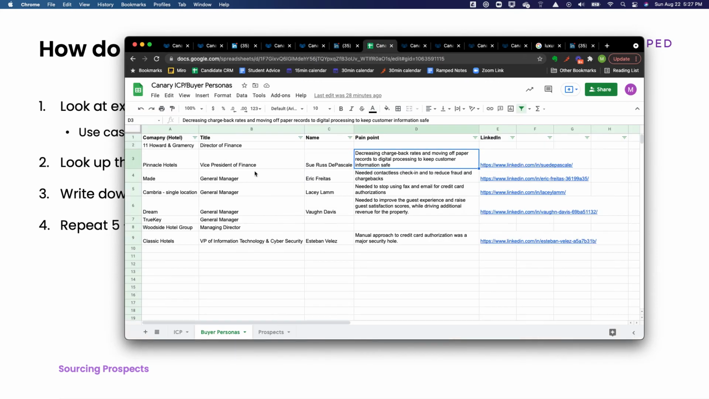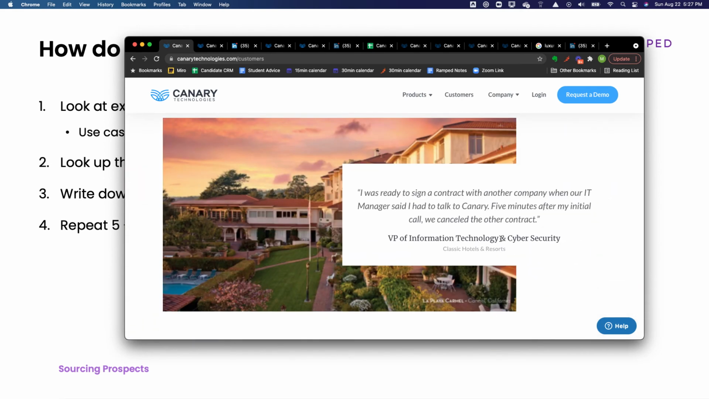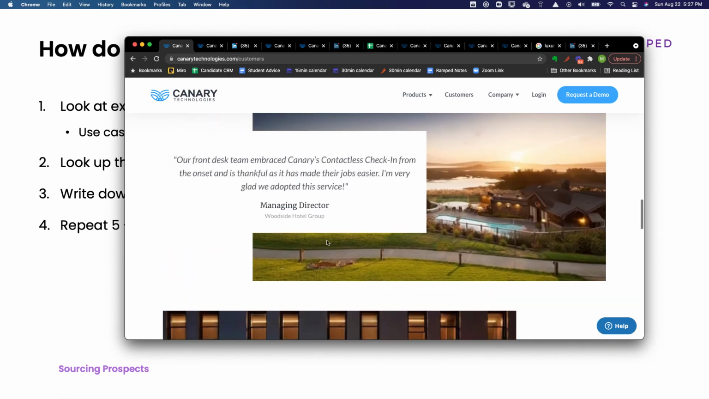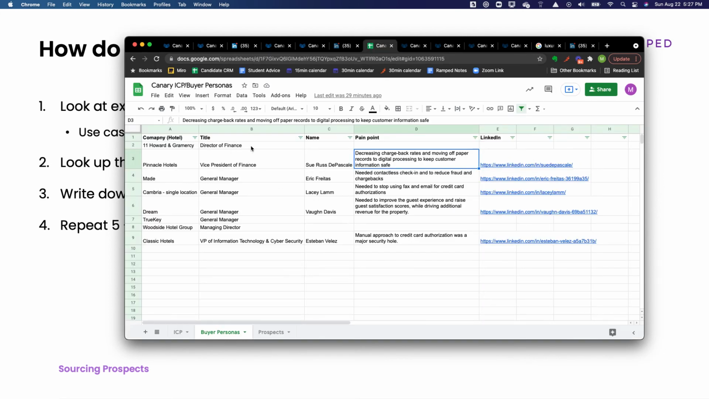So what I would do again is just start to list out as many people as you can find on the website, and see if you can see some common patterns here. You might not have everything filled out for every person. Canary on their customers page has a bunch of general quotes down here, no names, but VP of IT at Classic Resorts. We've got the managing director at Woodside, and we've got the director of finance at 11 Howard in Gramercy. So again, what I'm seeing here is some patterns. I've got directors of finance, 2 of those. I've got 4 general managers and maybe call it 5 managing directors or general managers, and then 1 VP of IT. So I'm starting to see some patterns.